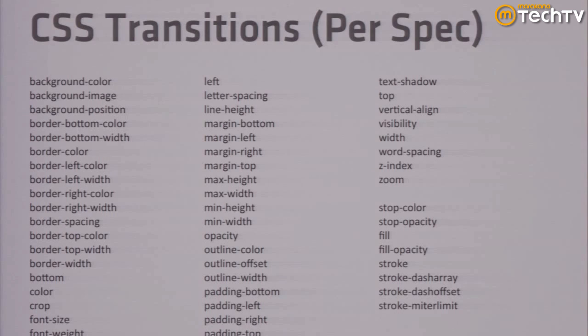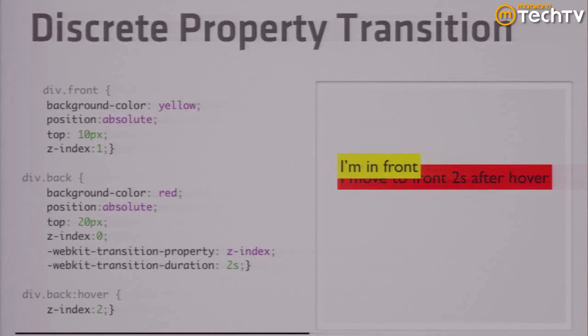So this is the range of stuff that you can transition according to the spec. I actually haven't tested all of them, and I know some of them are not transitionable in some browsers. Things like the stop position, for example, is not transitionable. But ideally, you should be able to transition almost anything that you can style. There's very few things that actually are not transitionable in the browsers.